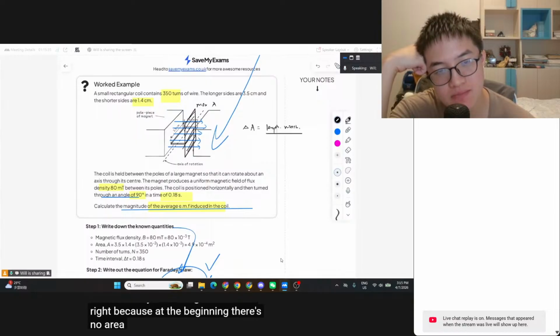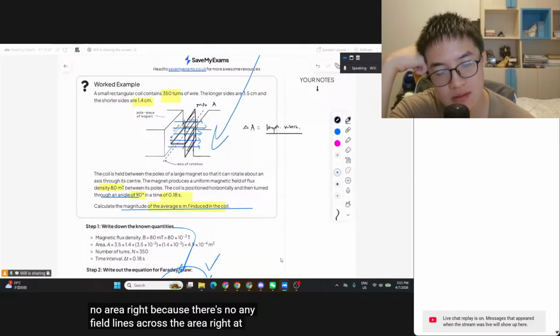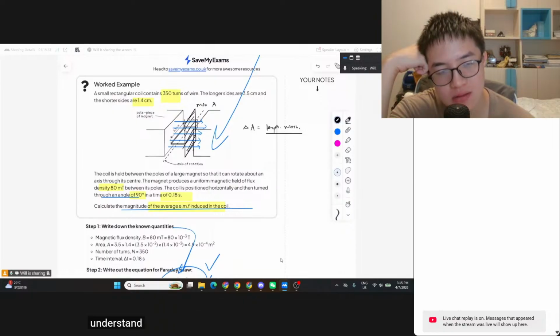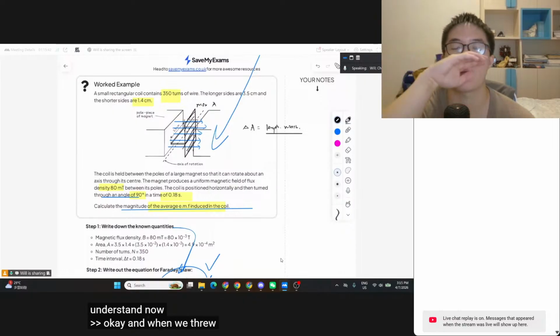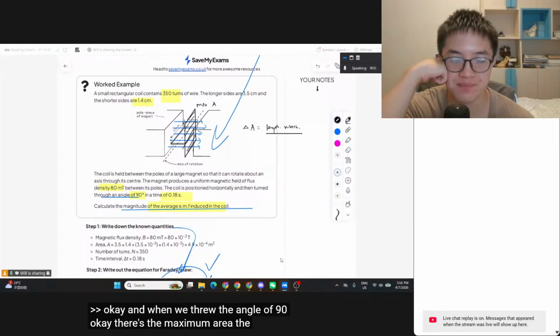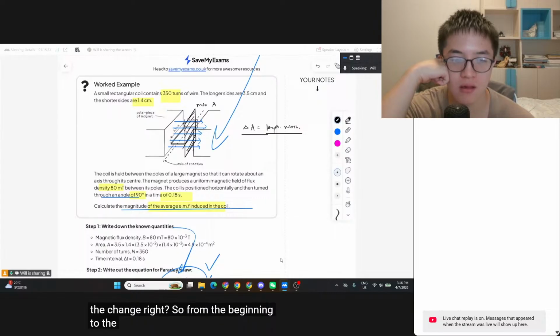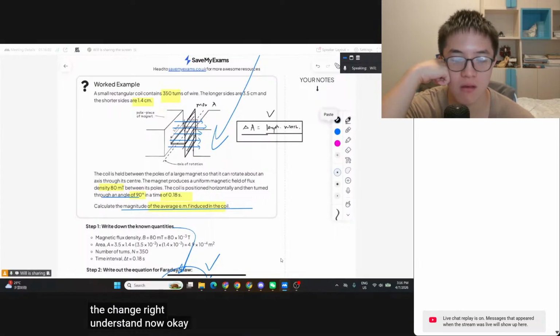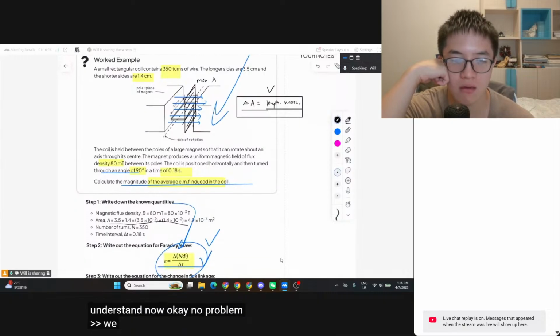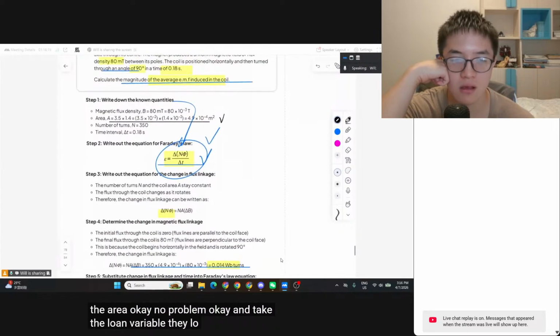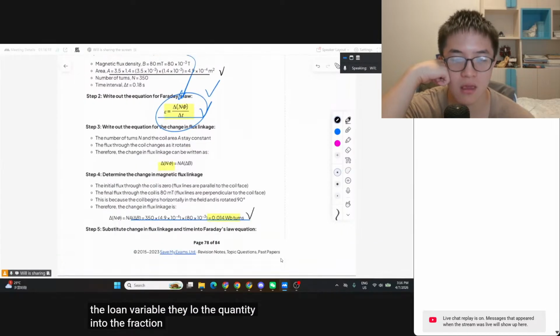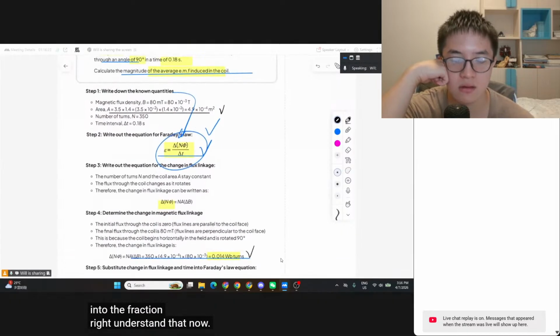At the beginning there's no area, because there are no field lines across the area. When we turn through 90 degrees, there's a maximum area with the magnetic field across it. So from the beginning to the rotation of 90 degrees, we get the change. So we calculate the change in area, and put the known quantities into the fraction, right? Understand now? Okay.